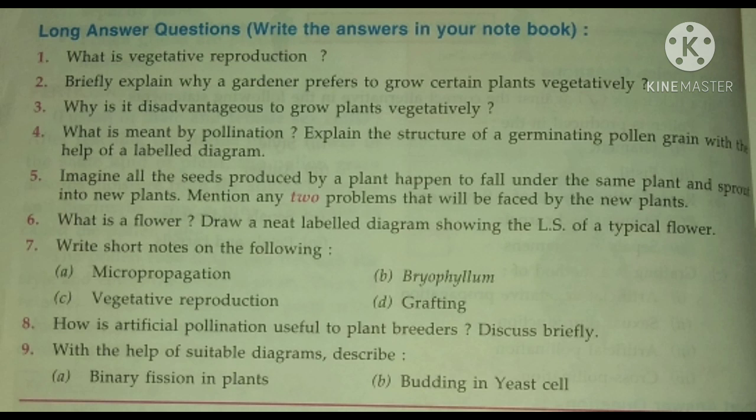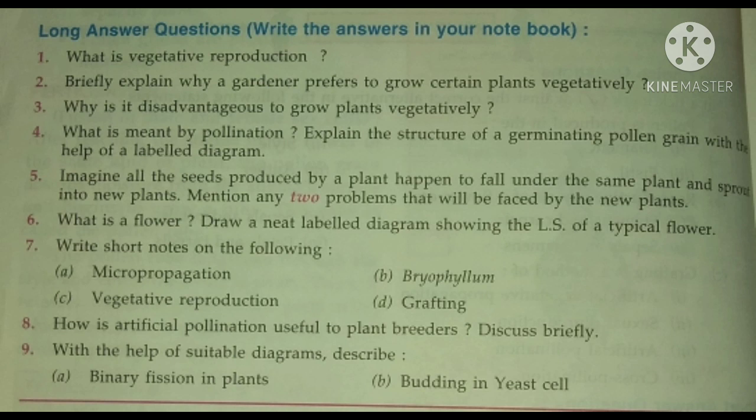So next, what is a flower? Draw a neat labeled diagram showing the LS of a typical flower. LS means longitudinal section, meaning we are cutting from top to bottom. So what is a flower? A flower is nothing but a modified shoot in which some of the leaves are modified into floral structures. Here some of the leaves are modified and they give rise to the parts of the flower.